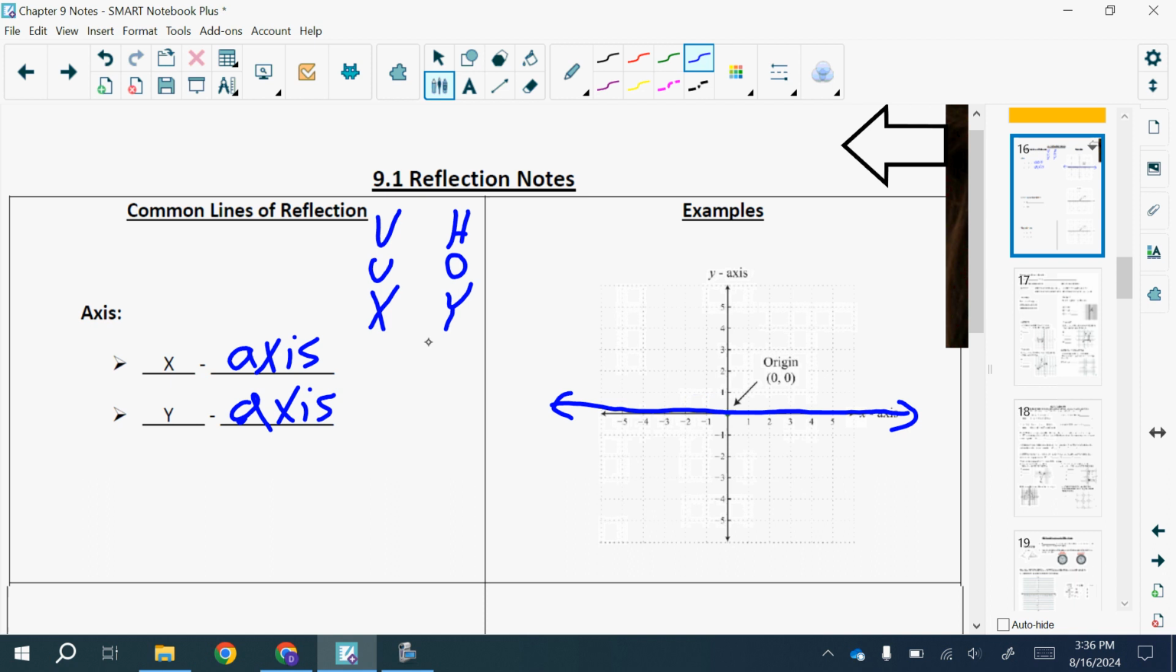Conversely, for horizontal lines, you have HOI. So horizontal lines have a slope of 0 and you express them as y equals. So we have our horizontal line here at 0. So this is y equals 0. For the y-axis, we have a vertical line, and we express this as x equals 0.